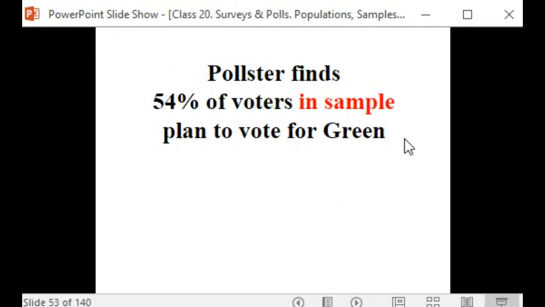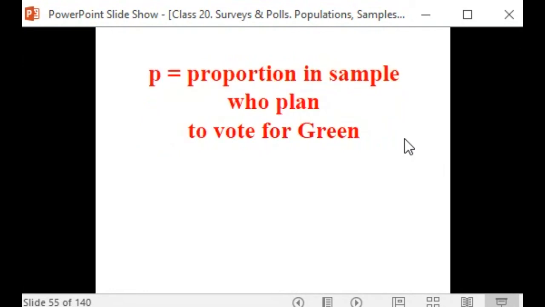The pollster finds that 54% of the voters in the sample plan to vote for Green. We will say that P equals 54%. Now, you might recognize this symbol P. We've run into it before, haven't we? Here, P is the symbol that stands for the proportion of voters in the sample who plan to vote for Green.